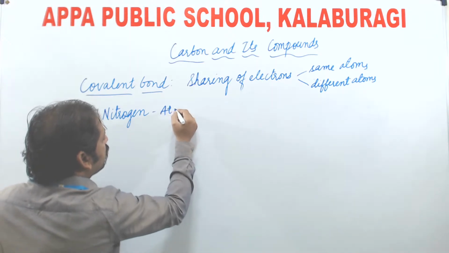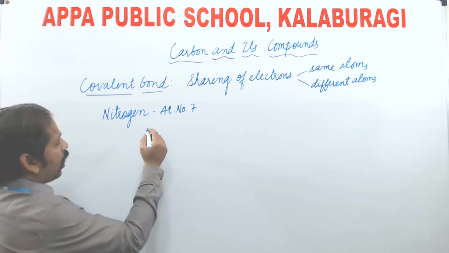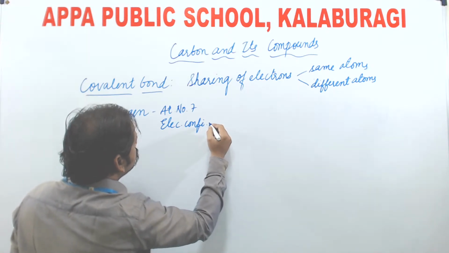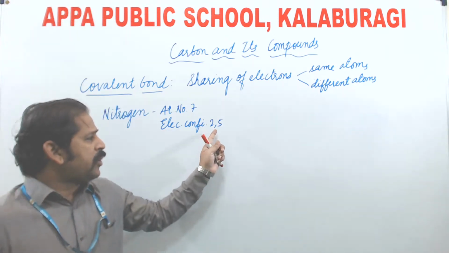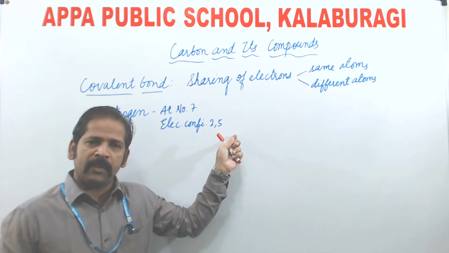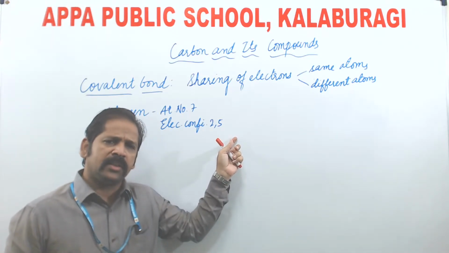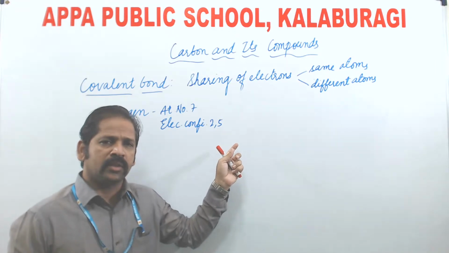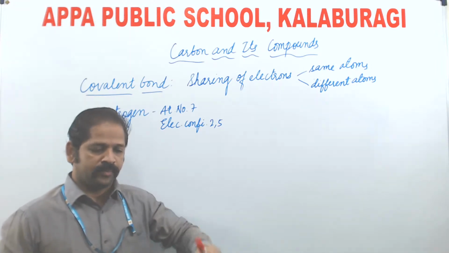Now the nitrogen atomic number is 7. The electronic configuration of nitrogen is 2, 5. Yes, here 5 plus 3 will make it 8. So it needs 3 electrons, which means it has to share 3 electrons. It shows that 2 are paired and 3 are unpaired electrons.